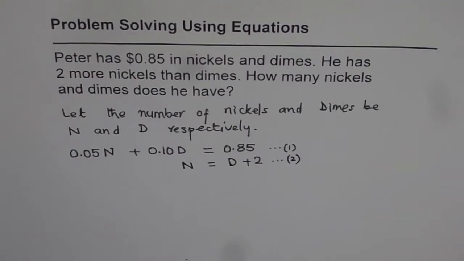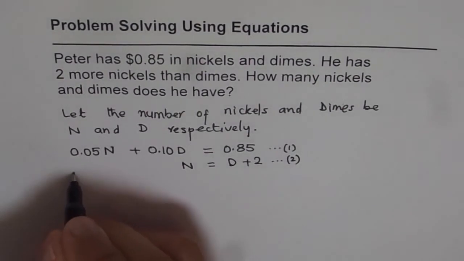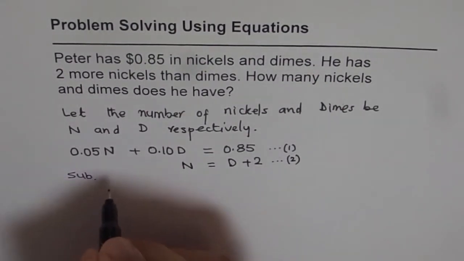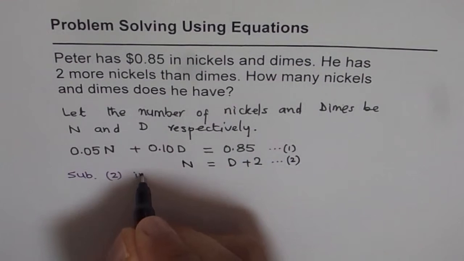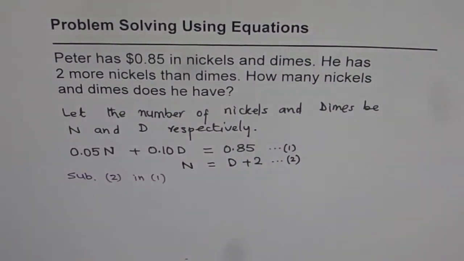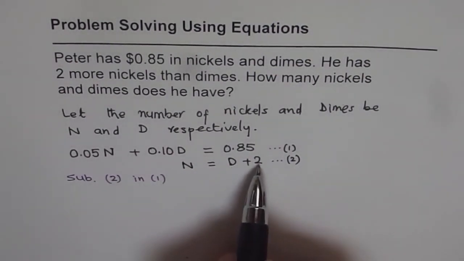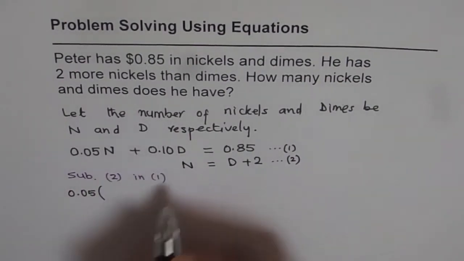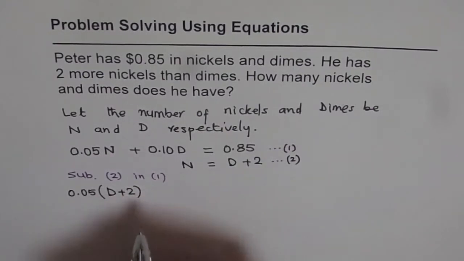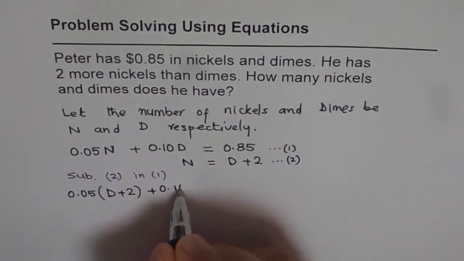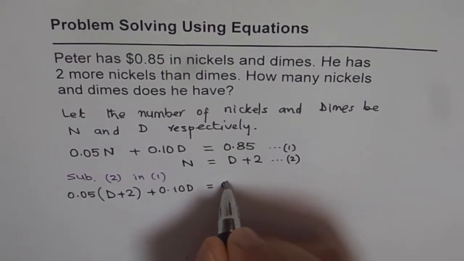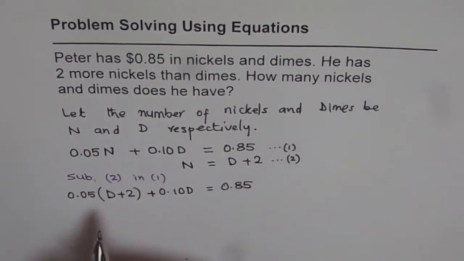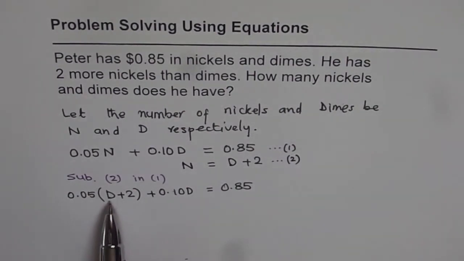Now we can do substitution. So I'm substituting equation 2 in equation 1. The value of n is d plus 2. Then we get 0.05, and instead of n I write d plus 2, plus 0.10d, equals 0.85. In this step, you will appreciate we have only one variable, so we can solve for it.